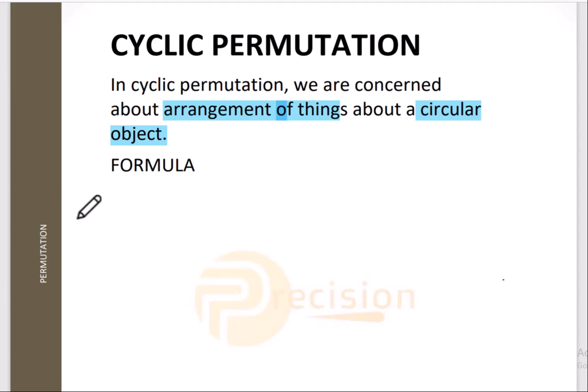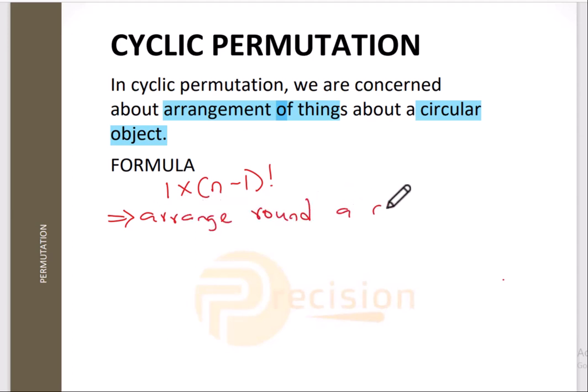Now, for us to do this, we'll have two formulas we're going to be working with. The first one is 1 multiplied by (n minus 1) factorial, and this is used when you have objects arranged around a circular object. Now, this might not make sense to you, but no problem. Just follow bit by bit, and you're going to make sure everything is clear.